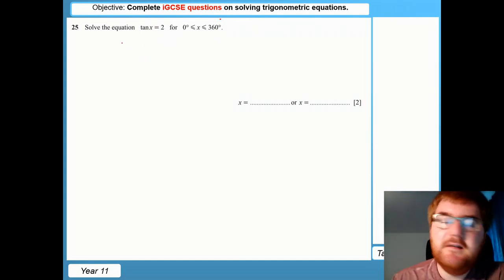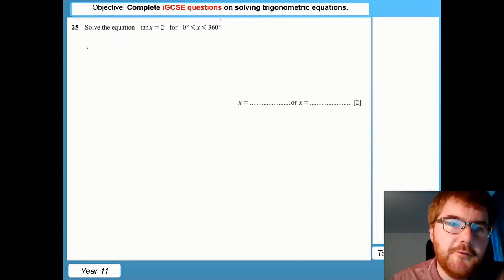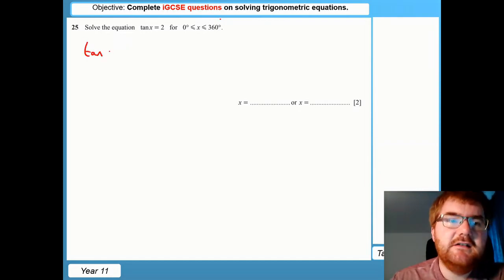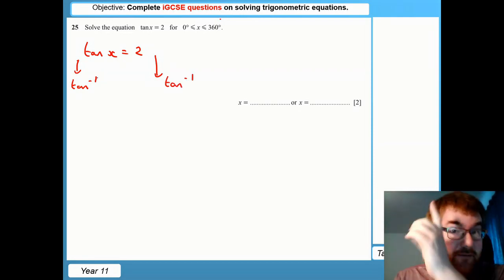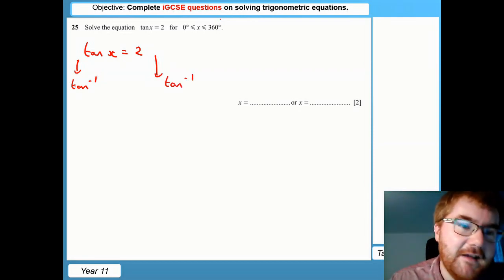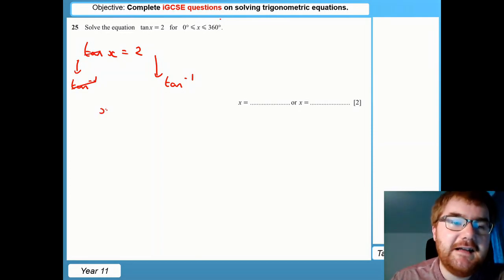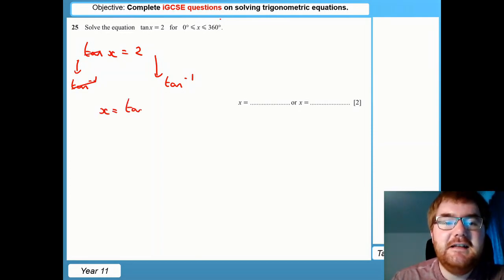Again, we start this in an almost identical way to what we did before. So we've got tan x is equal to 2. The opposite of tanning, apart from going to Iceland, of course, is inverse tan. If you like that joke, by the way, please do say something in the comments. So we cancel those. We get x equals tan inverse of 2.